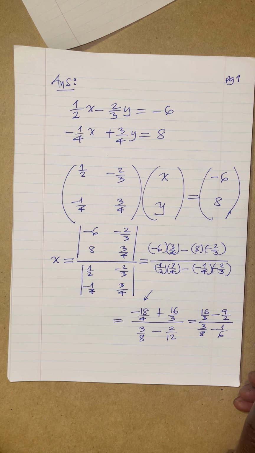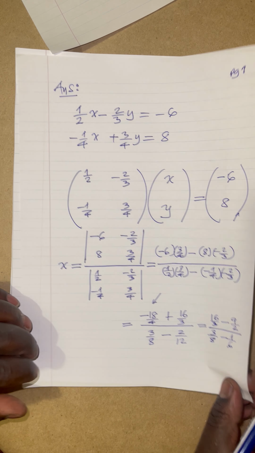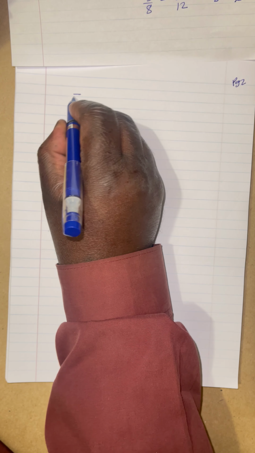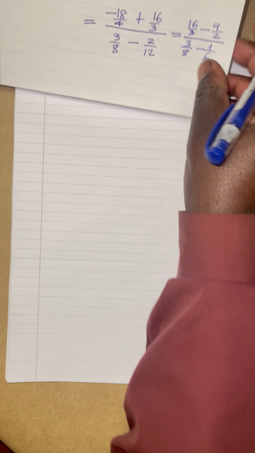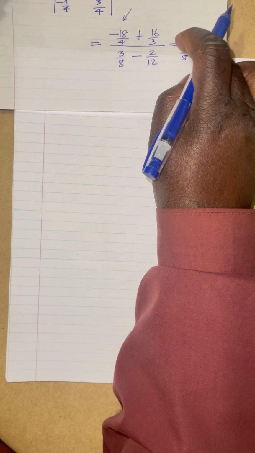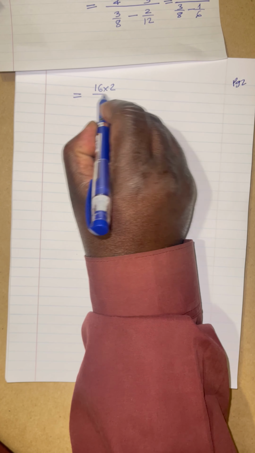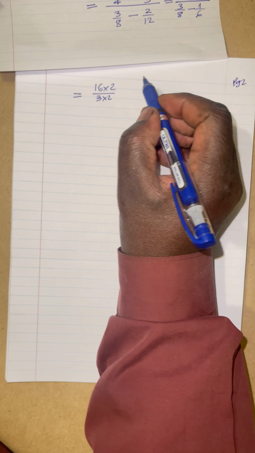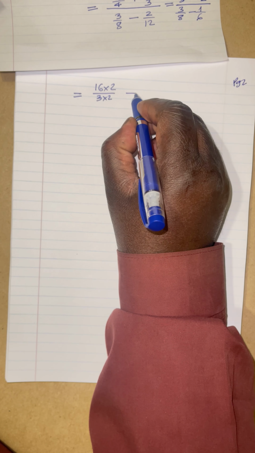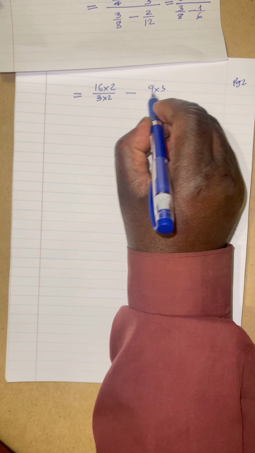Now, the way that I simplify this is by making the denominators the same. So I'm going to multiply by 2 there and here, and I'm going to multiply by 3 there and there. Let's take this to page 2. We have sufficient space. So what I have now is this part here. I hope you can see what I'm writing. Yes, this part here, 16/3. I'm going to say 16 times 2/3 times 2, right? And then I'm going to say minus 9 times 3/2 times 3.